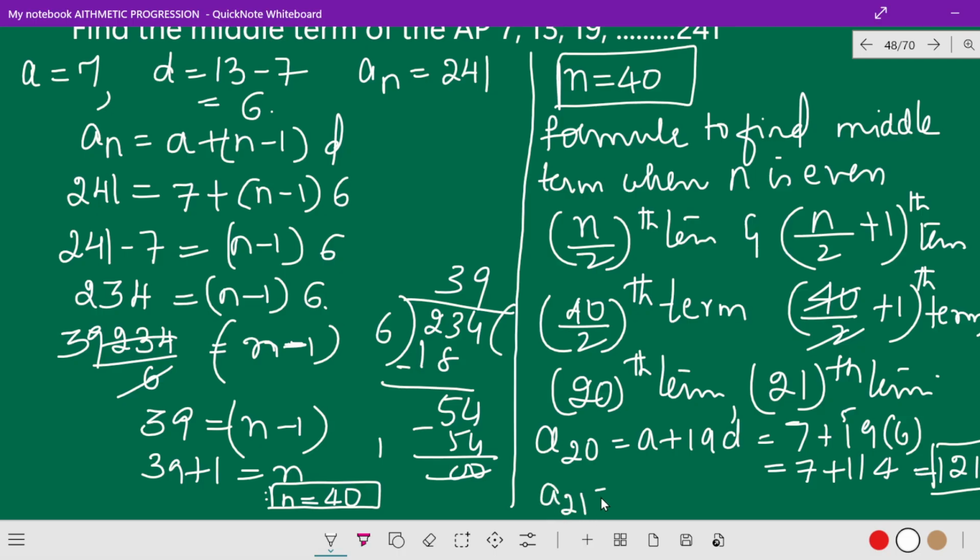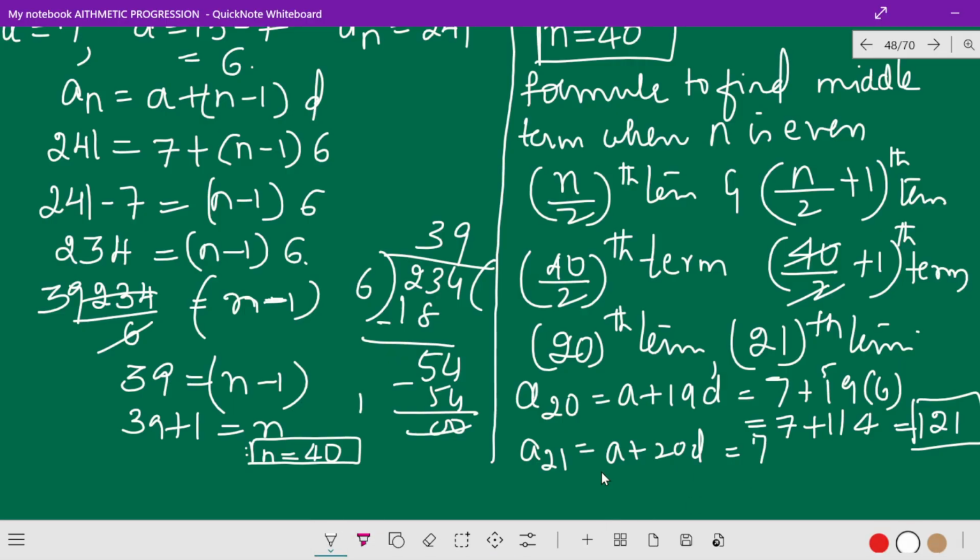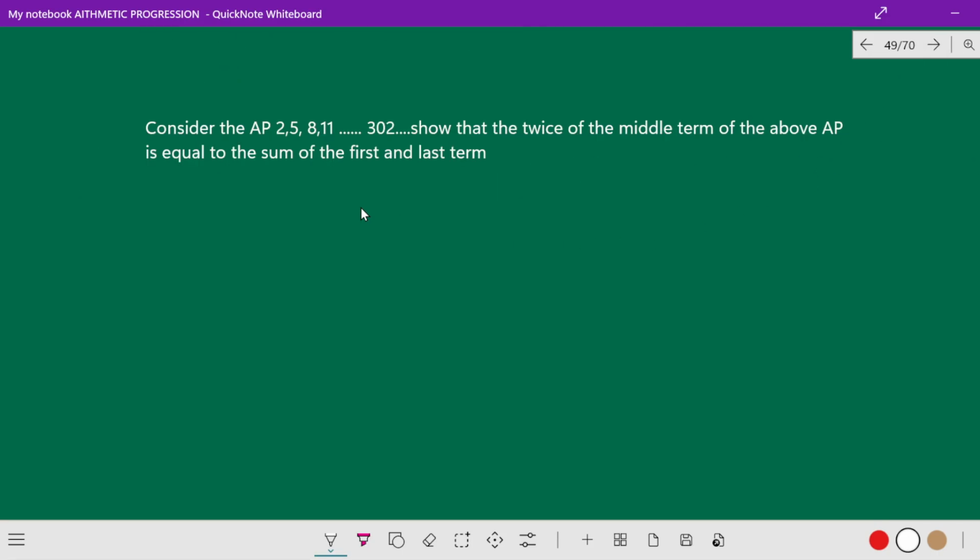The 21st term will be A plus 20D. That is A is 7 plus 20 into 6. 7 plus 120. The answer is 127. We can easily find this because the difference is 6, so 121 plus 6 becomes 127. Okay, next question.